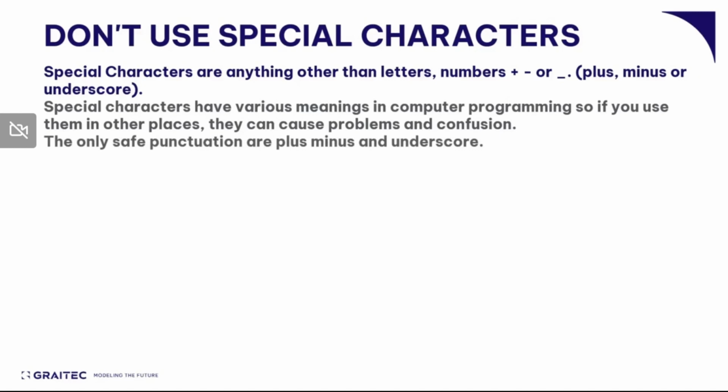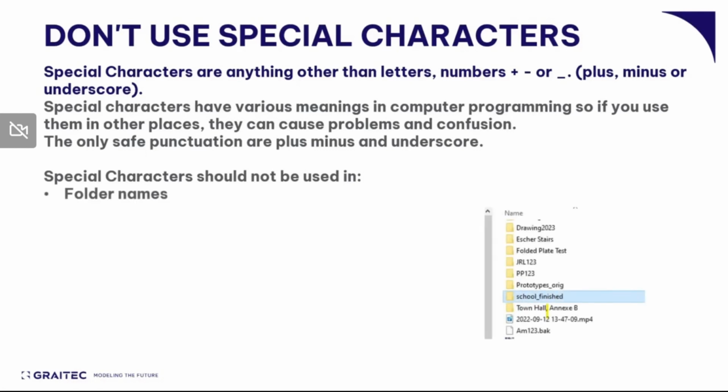So the only safe characters or punctuation to use are the plus sign, the minus sign, or the underscore. I would strongly recommend avoiding any other type of character or punctuation. They could all cause potential problems. So you shouldn't use special characters. When we're saying don't use special characters, we're talking about not using them in folder names. So there I've got town hall, comma, annex B. That comma could cause problems. File names, the same. Block names, definitely don't use weird characters in the block names.